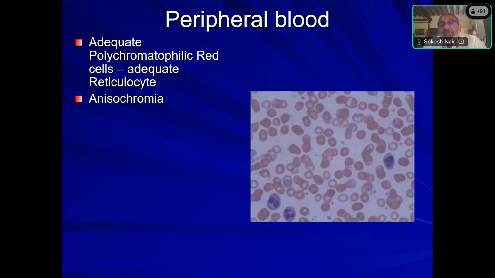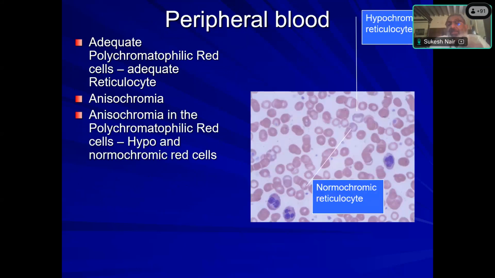So how do I say whether the hypochromic red cells are recent or 120 days back? Very simple. Look at the color of the reticulocyte, because the reticulocyte's lifespan is only 2 days, not 120 days. So you can see that one reticulocyte is normochromic and one reticulocyte is hypochromic. That means this anisochromia, hypochromic red cells and normochromic red cells, is happening on a daily basis, which is the philosophy of anemia of chronic disease.